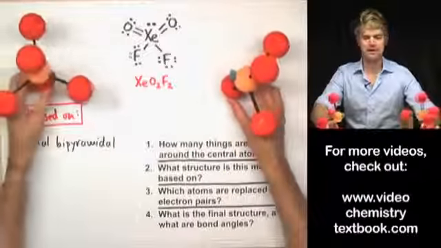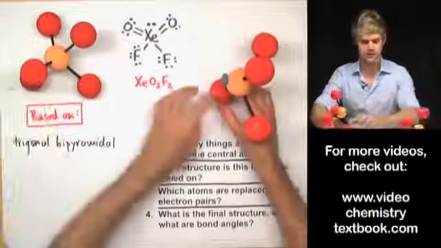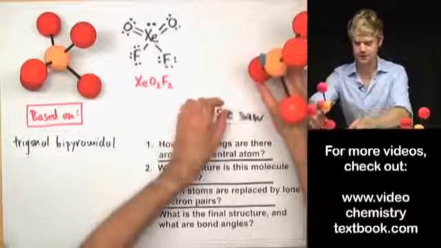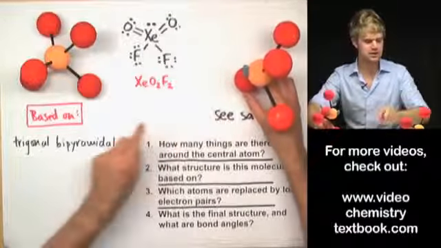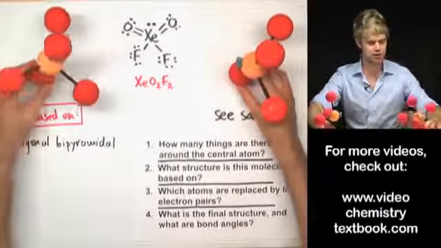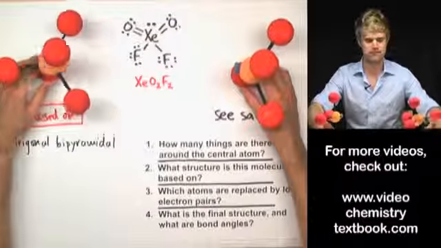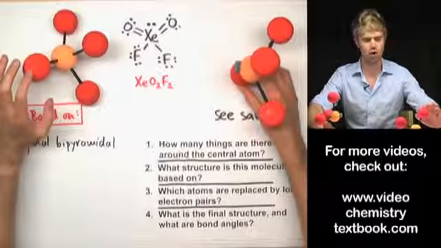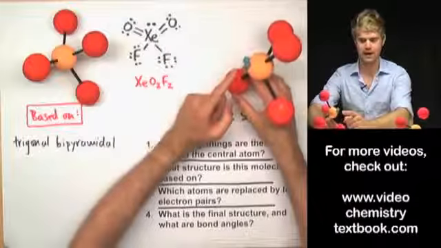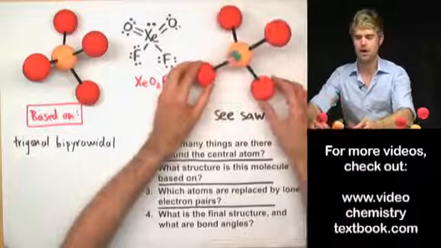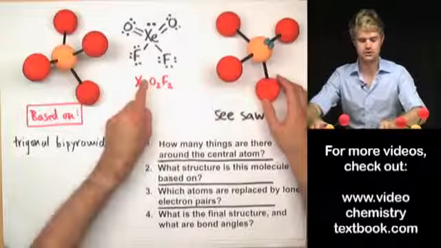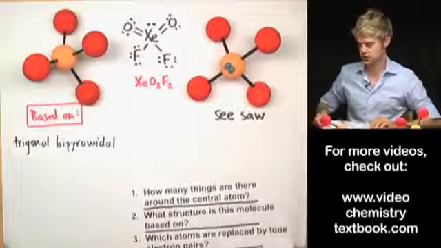Okay? But keep in mind that they're very similar, that this shape, which is called the seesaw shape, is based on and related to the trigonal bipyramidal shape. It's just missing one of these equatorial atoms and it's been replaced by an unshared electron pair. So this molecule here has a seesaw shape.